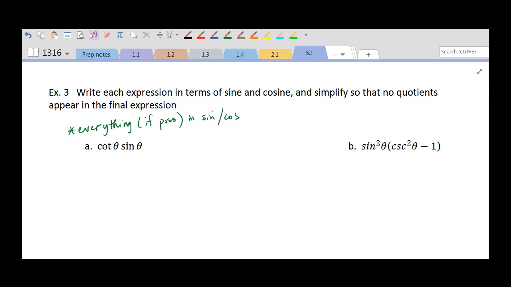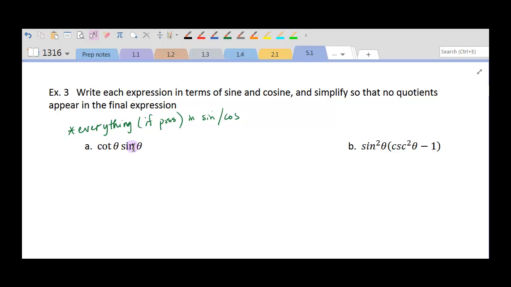So now let's practice rewriting something in terms of only sine and cosine. I want to be very specific in this case. I want my solution to have only sine and cosine in it. I don't want any quotients, or in other words, any fractions to appear in it if possible either. And I'm again trying to, if possible, simplify this down so that only sine and cosine appear.